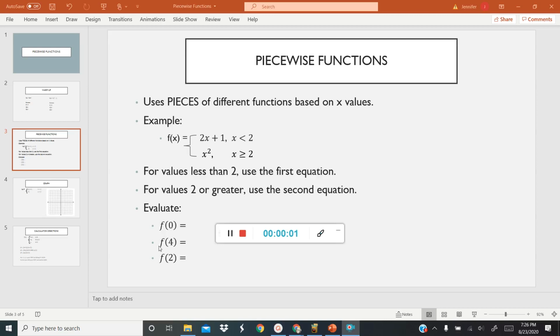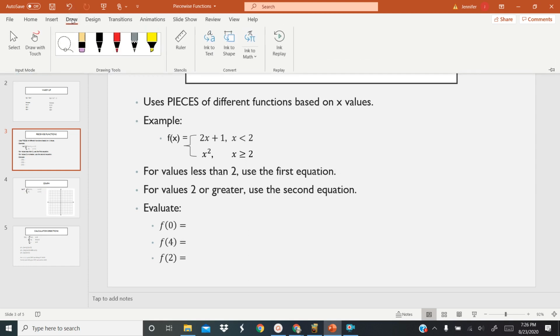Okay guys, we are going to start today with a little bit of review of piecewise functions. So, you should have seen piecewise functions in Math 3. A piecewise function literally just uses different pieces of multiple functions, and which function to use is based on the intervals. The intervals are always going to be located after the commas.